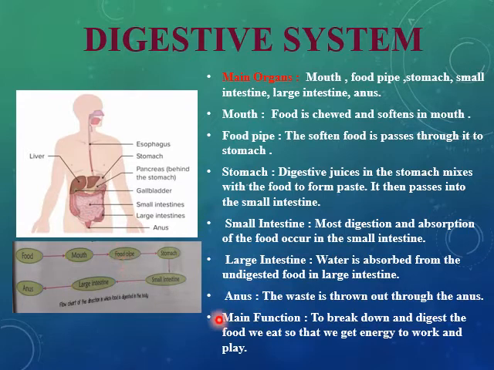The main function of the digestive system is to break down and digest the food that we eat so that our body gets energy to work and play. So the food we eat is broken down into smaller and simpler pieces, and to digest the food is the main function of the digestive system.